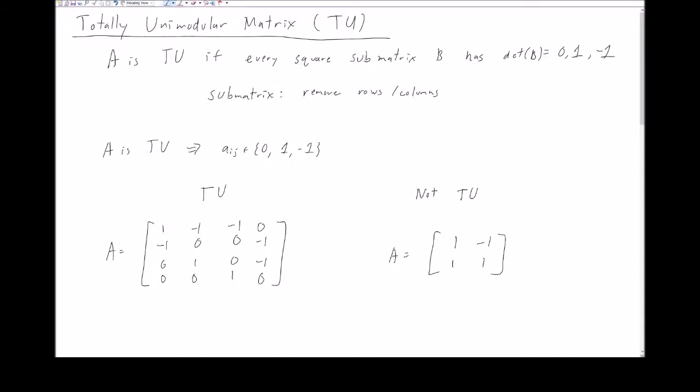In this lecture, we're going to start talking about totally unimodular matrices. We're eventually going to see how to use these in integer programming, but for now we're just going to introduce what they are, how to show a matrix is totally unimodular, and a few of their properties.